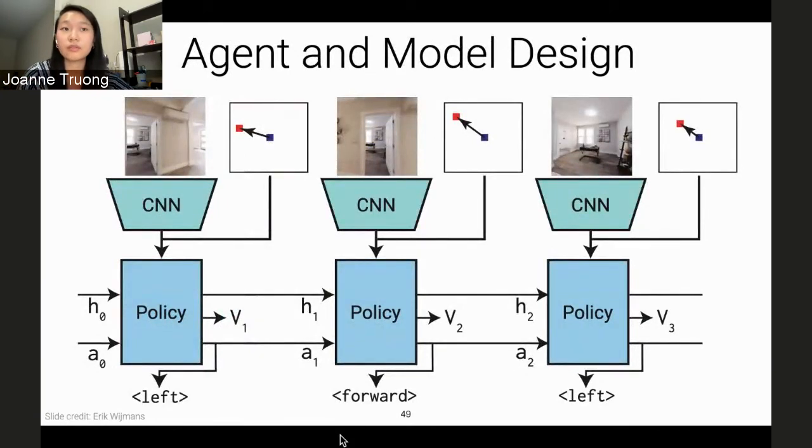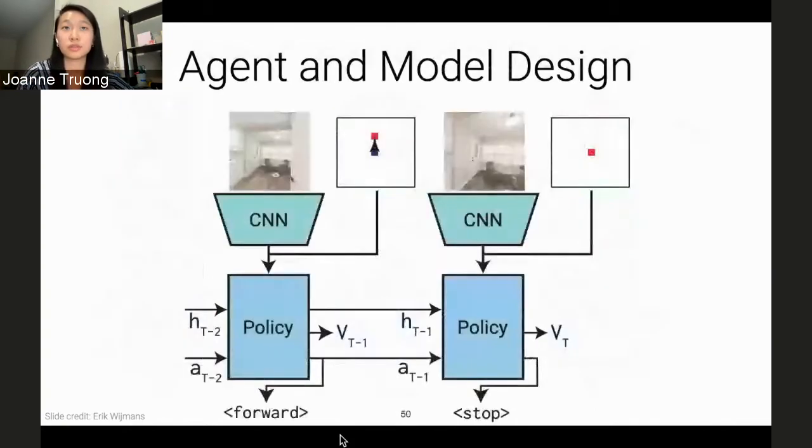And at every time step, the hidden state from the previous time step is fed into the current policy. The image observation updates as the agent takes actions, and the agent would sort of unroll this out into a sequence of actions for it to take until finally it calls stop when it thinks it's reached the goal.